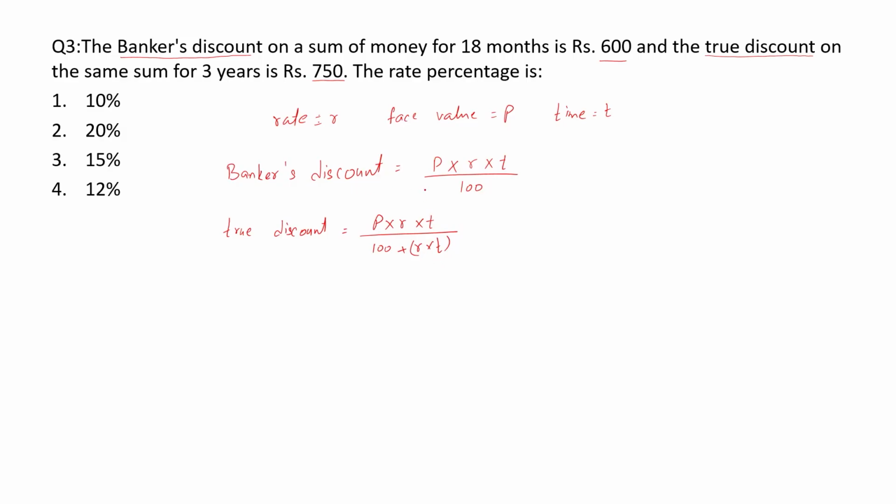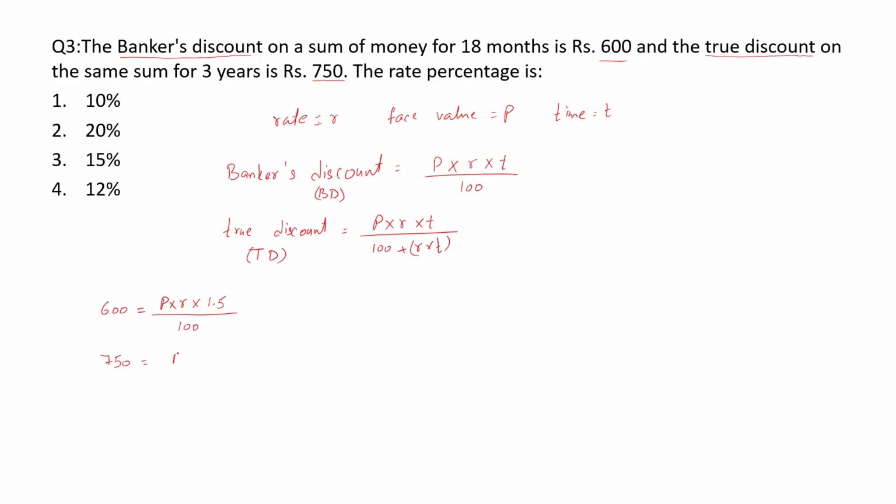What is the time? So banker's discount is already given. Let me write banker's discount as BD, true discount as TD. Is that okay? So banker's discount is 600 rupees, right? 600 is equal to P into R into 1.5 years. Time is 1.5 upon 100, right? And TD, true discount is 750.